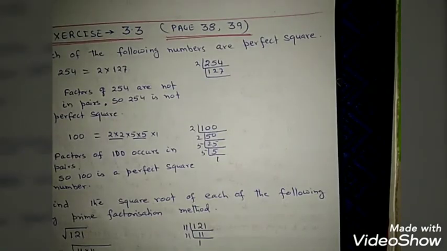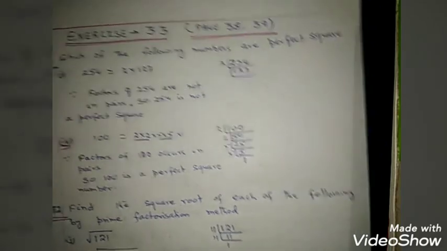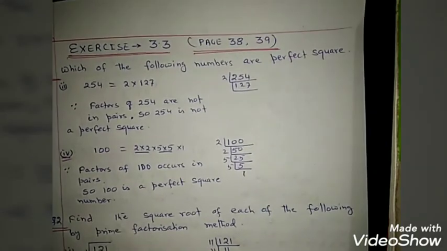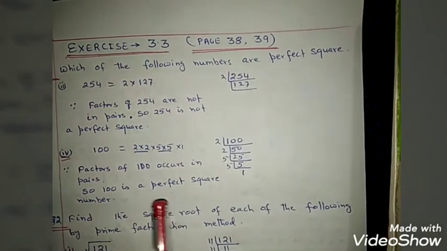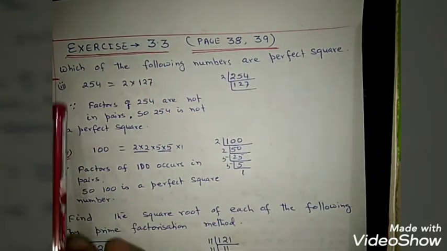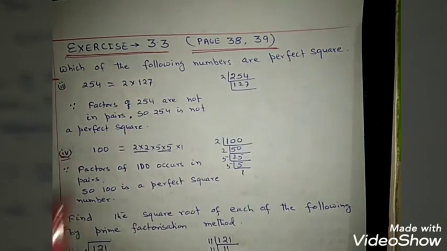Now let us start doing some questions from the exercise, where we'll be using the prime factorization method only. So exercise 3.3, that is page number 38 and 39. Two pages are there for this exercise. Question number 1 is, which of the following numbers are perfect squares?